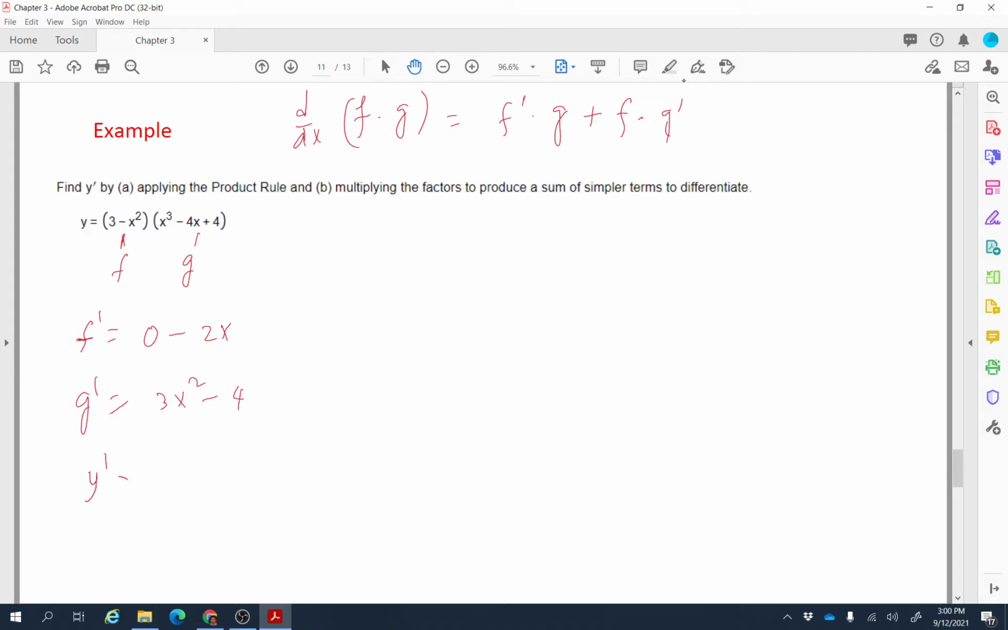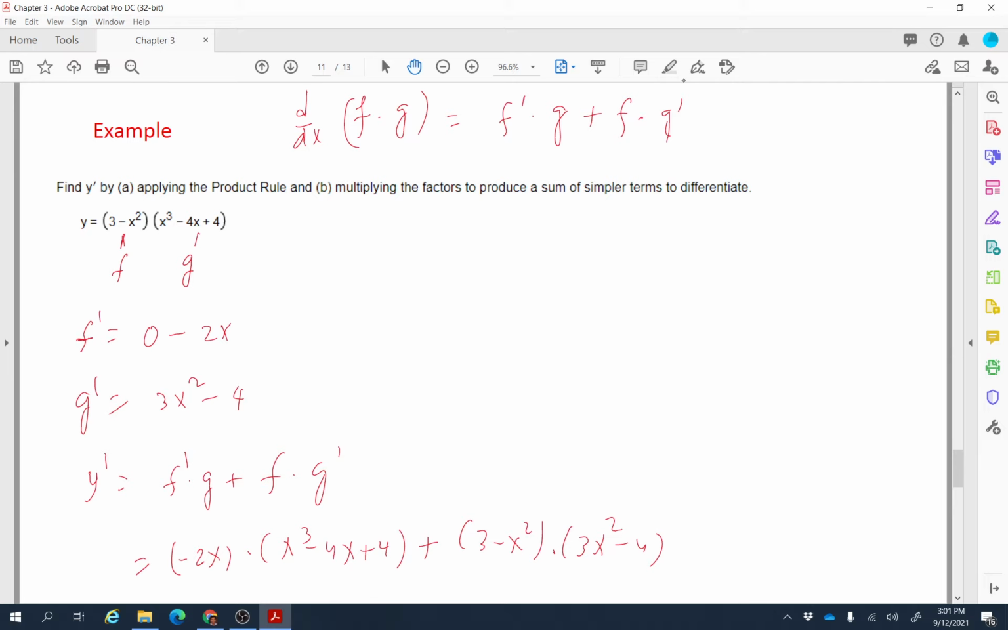Now if you want to find y prime, you have to use the product rule, so you just copy this thing: f prime times g plus f times g prime. So plug in the value of f prime, which is negative 2x, times g of x, which is x cubed minus 4x plus 4, plus f, which is 3 minus x square, times g prime, which is 3x square minus 4. Now you can simplify this one.